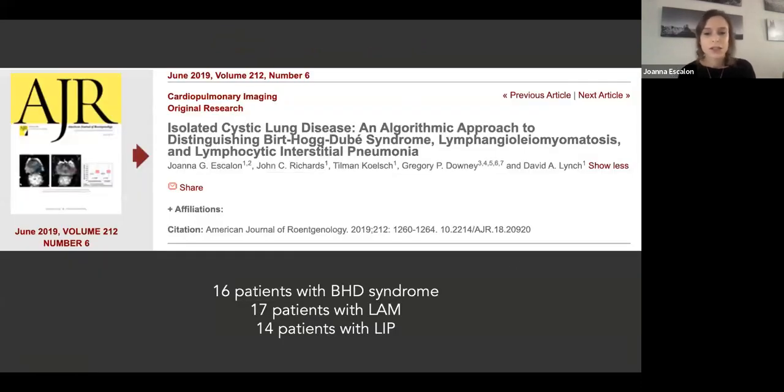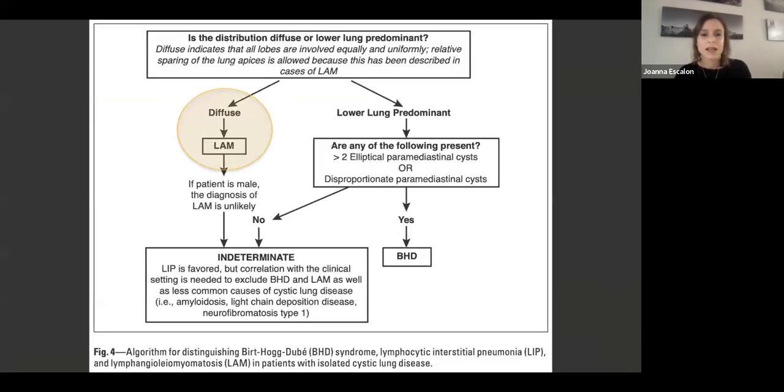So we actually took a look at this. We took patients with Birt-Hogg-Dubé, LAM, and LIP and tried to see if we could come up with an algorithm to distinguish them all. And what we found was that if the cysts were diffuse, not counting that little perhaps sparing of the lung apices, then the patient almost certainly had LAM if they were female. Keep in mind that LAM is a disease in females. It does not occur in men unless they have tuberous sclerosis. So if it was diffuse and it was a woman, then it was LAM.